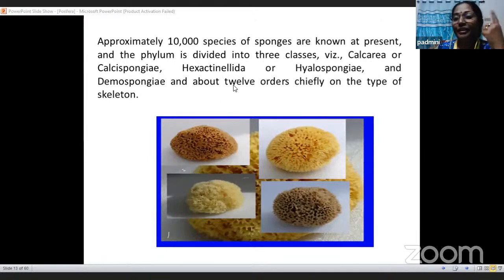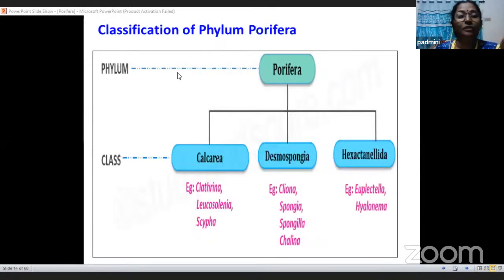They are divided into 11 or 12 orders. So what are the different types? Here you can talk about phylum Porifera, divided into 3 classes: Calcarea, Demospongia, Hexactinellida. For the examples given here, under Calcarea, mostly you'll be talking about Leucosolenia or Scypha. Under Demospongia, you'll be talking about Spongilla or Spongia. And under Hexactinellida, we'll be talking about Euplectella or Hyalonema.